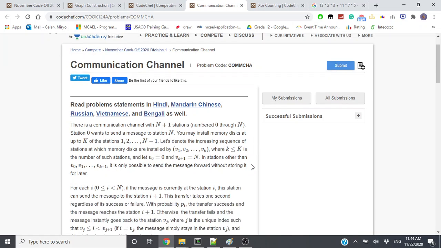Alright, you have a communication channel with n plus 1 stations. Station 0 wants to send a message to station n. You may install memory disks at up to k of the stations. Okay, let's denote the increasing sequence of stations at which memory disks are installed by the sequence.